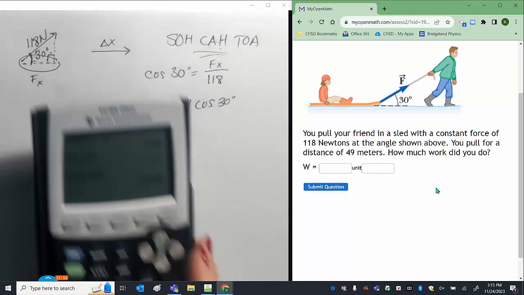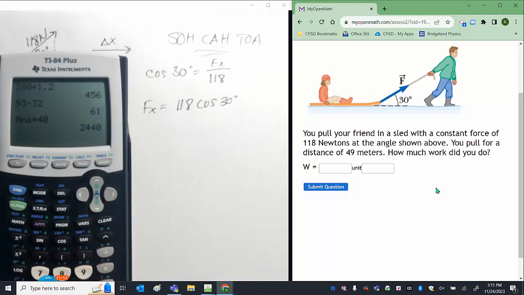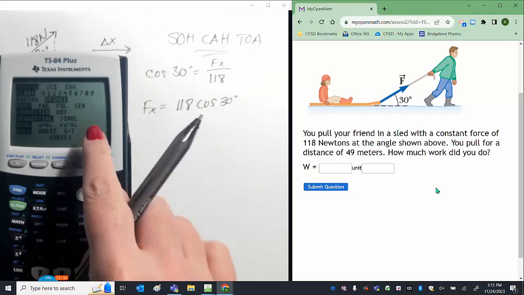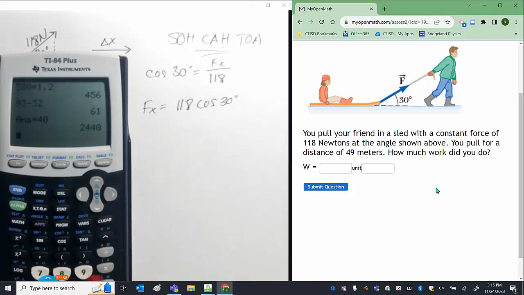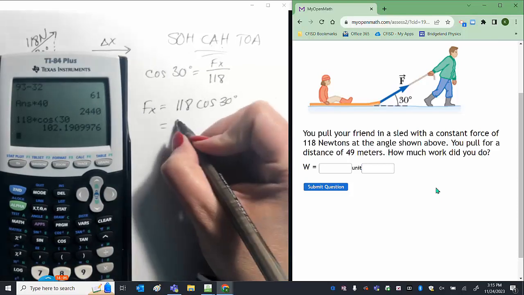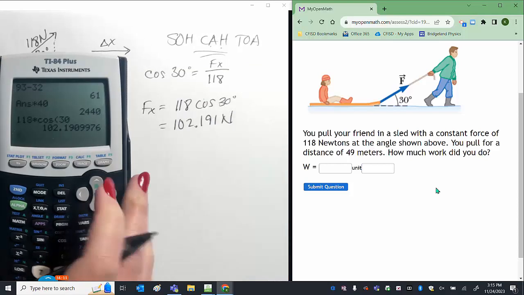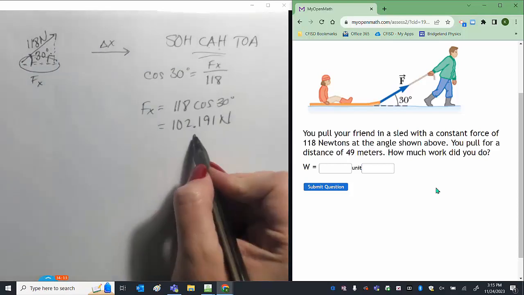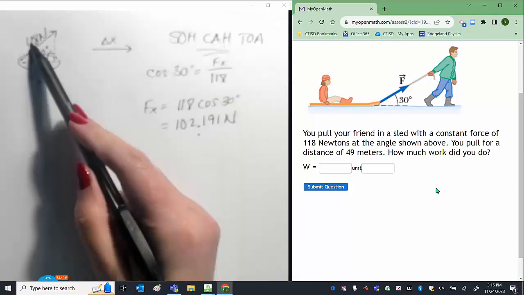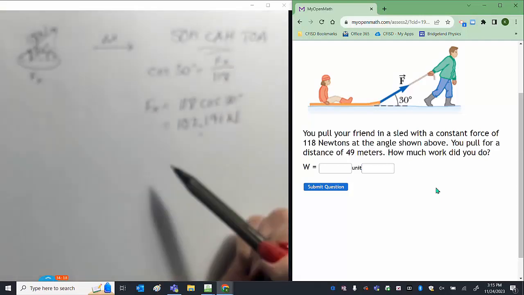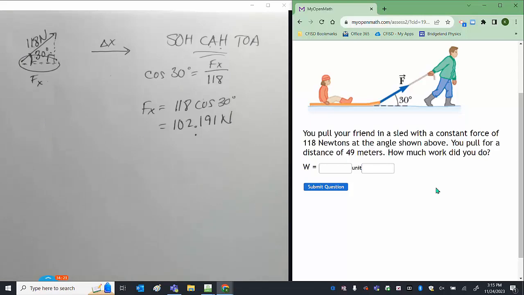Again, when you go to enter something like this in your calculator, you do need to make sure that you're in degree mode in order to get the right answer. I already am, but 118 times cosine of 30 is going to give me a component of my force of 102.191 newtons. So that's the only part of the force that does work. Even though they're pulling with 118 newtons, some of it isn't doing any work. Some of it is lifting, although it doesn't lift it off the ground, there's no displacement, but some of it is an upward component.